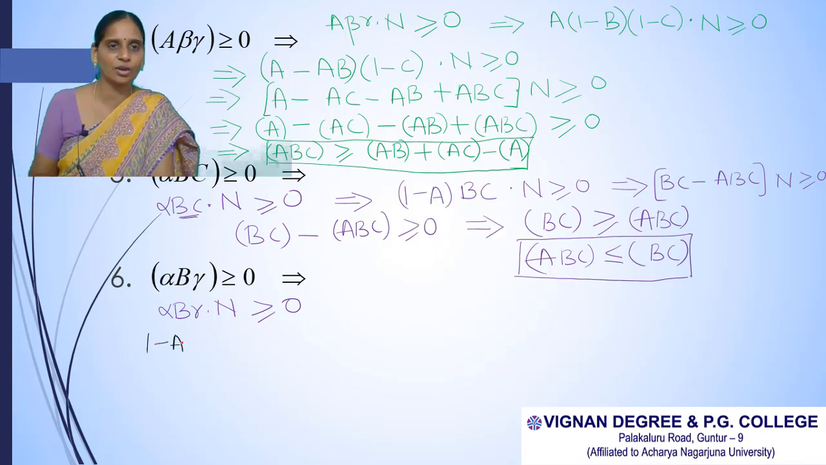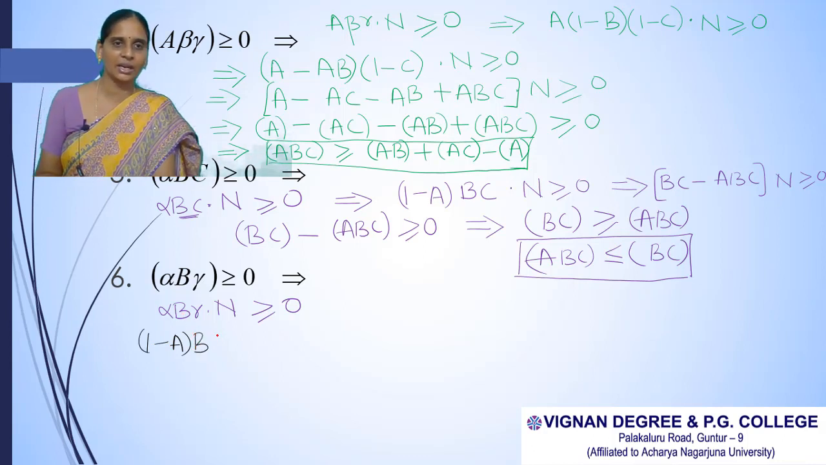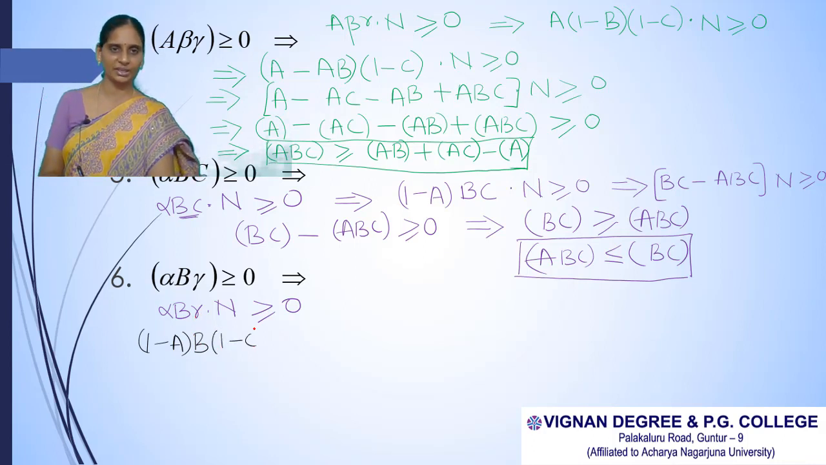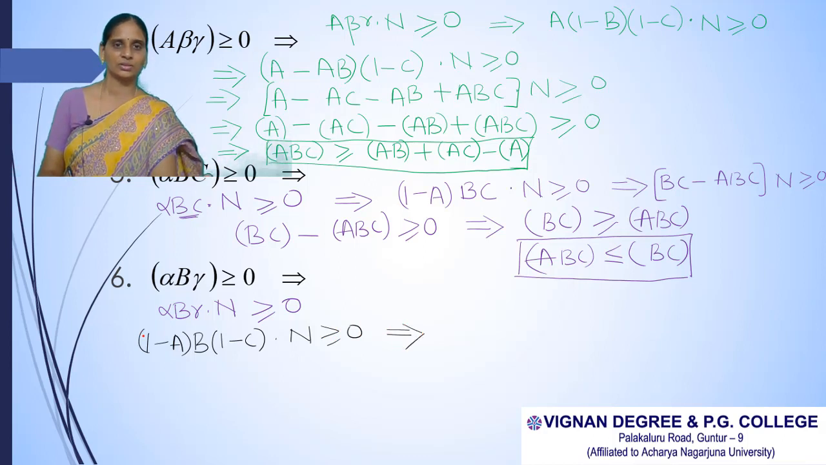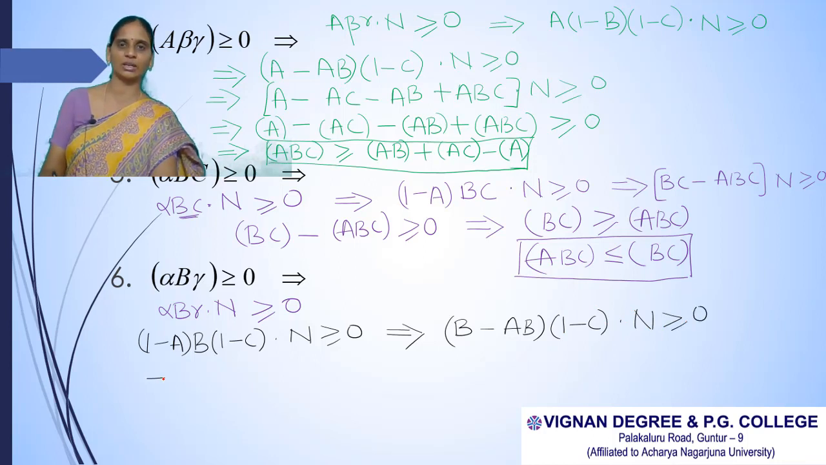Alpha can be replaced by the operator 1 minus A. So the letter B, writing as it is. Gamma can be replaced by the operator 1 minus C into N. So this implies we have to multiply 1 minus A into B, we get B minus AB. And the remaining bracket 1 minus C into N, which is greater than or equal to 0.